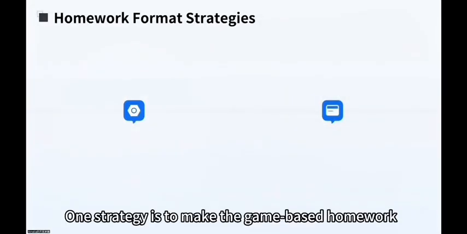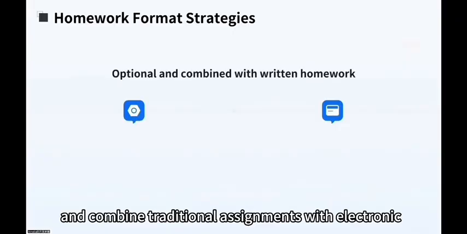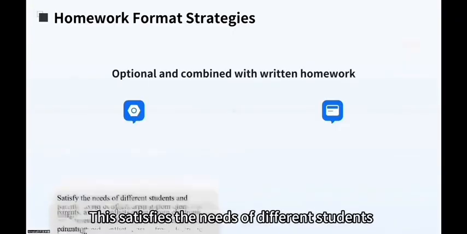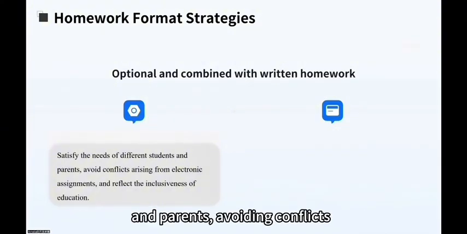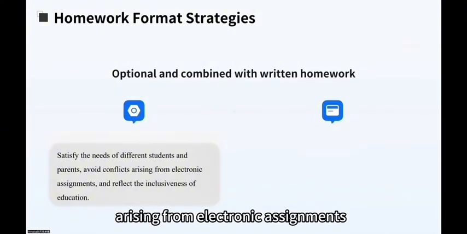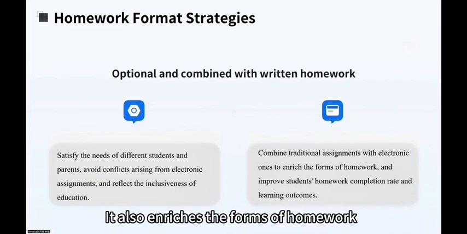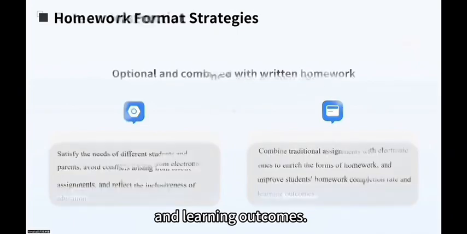One strategy is to make the game-based homework optional and combine traditional assignments with electronic ones. This satisfies the needs of different students and parents, avoiding conflicts arising from electronic assignments and reflecting the inclusiveness of education. It also enriches the forms of homework and improves students' homework completion rate and learning outcomes.